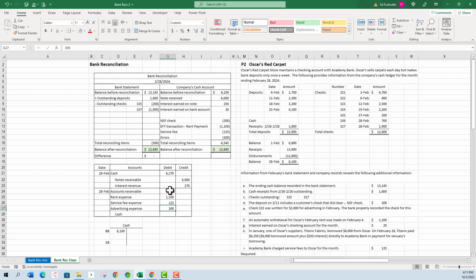To complete the entry, we credit cash for the total amount of the debit amounts of $1,725. Once the journal entries are posted to the accounts in the general ledger, the balance for the accounts is updated and accurate. As you can see, the cash account amount will now equal the balance after the reconciliation of $12,645. Well, that's it. Hopefully you have a better understanding of the purpose and preparation of bank reconciliations.